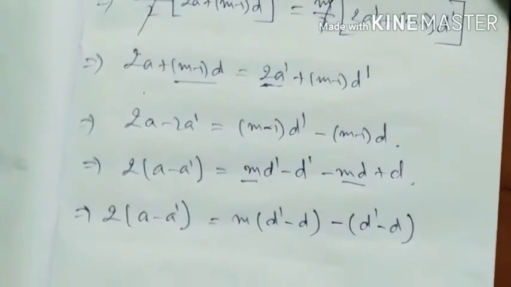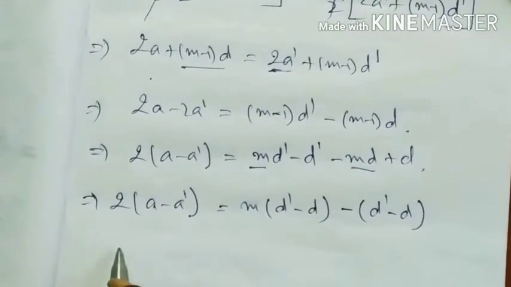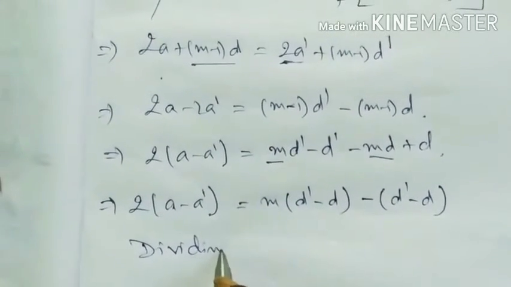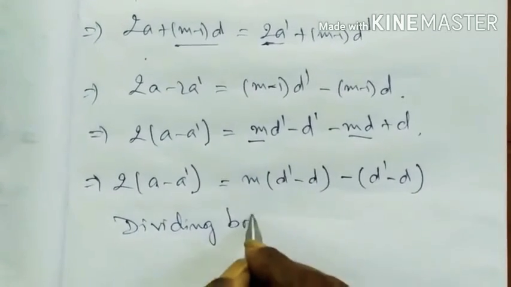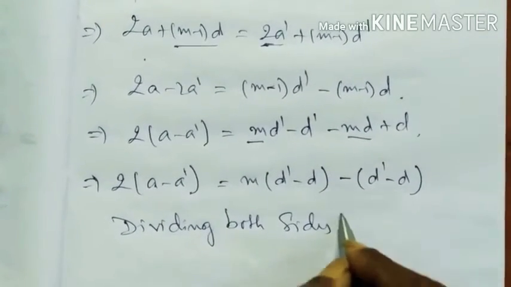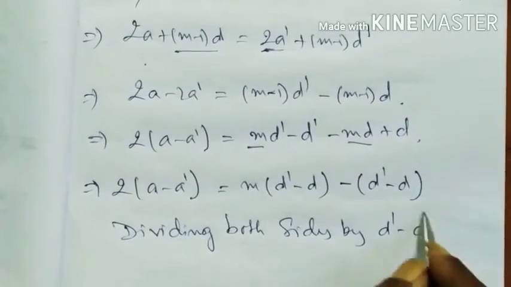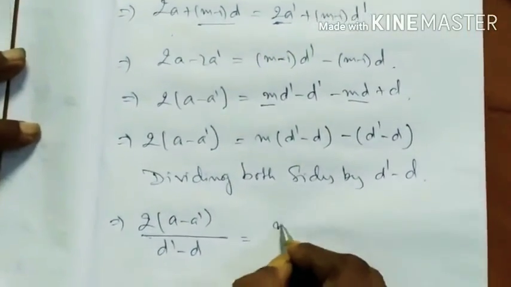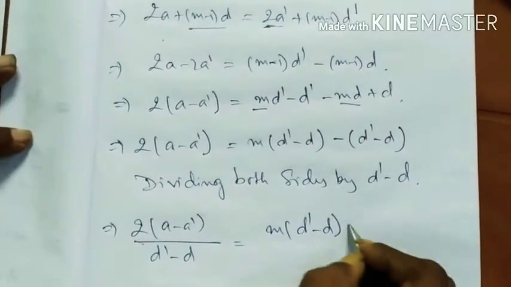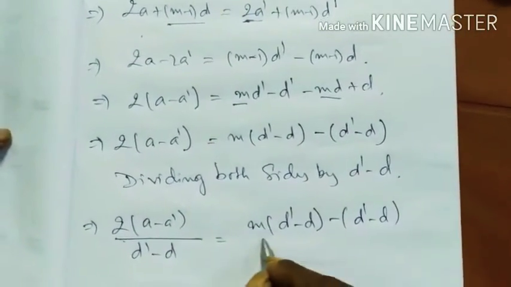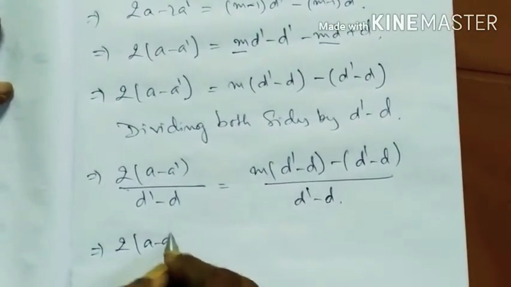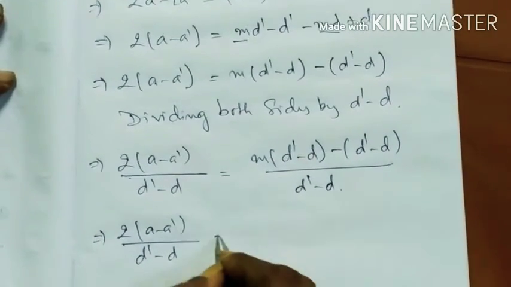Now if I divide both sides by d dash minus d. So 2a minus a dash by d dash minus d is equal to m d dash minus d minus d dash minus d by d dash minus d. This is equal to 2a minus a dash by d dash minus d.